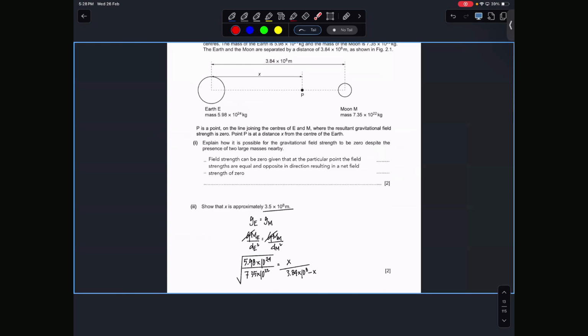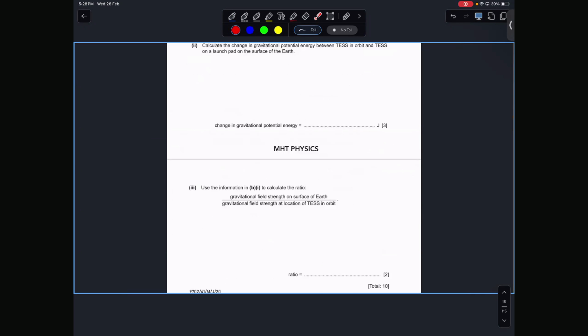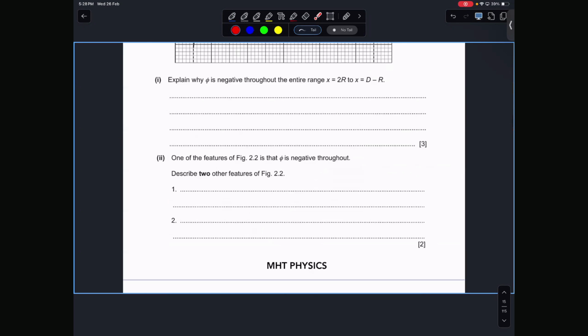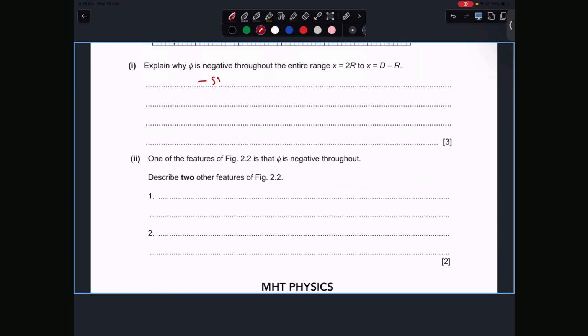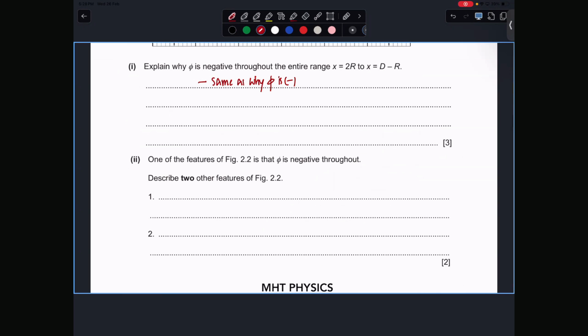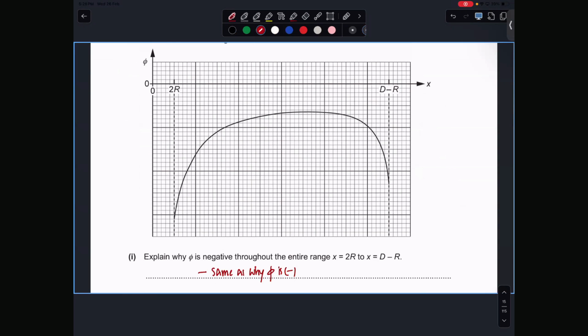Wait, where did it go? Okay, we'll write that later. I've just added the same answer as why phi is negative. One of the features of the graph in 2.2 is that phi is negative throughout. Describe two other features here. Right, the potentials are different at the surface. That's one thing.